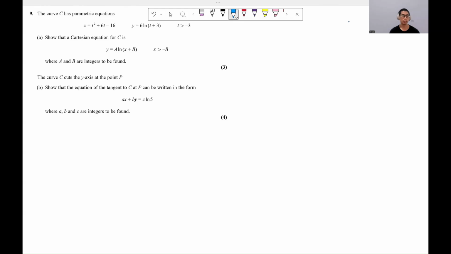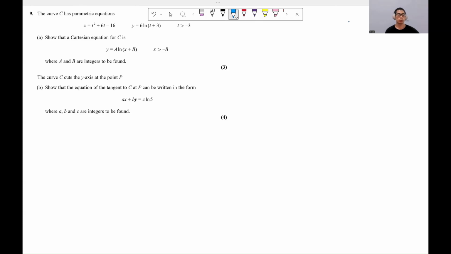Okay, question 9. The curve C has parametric equations x equal to t squared plus 6t minus 16, so it's a quadratic, and y equal to 6 ln(t plus 3), where t is more than -3. Show that a Cartesian equation for C is y equal to a ln(x plus b), and x is more than -b, where a and b are integers to be found.